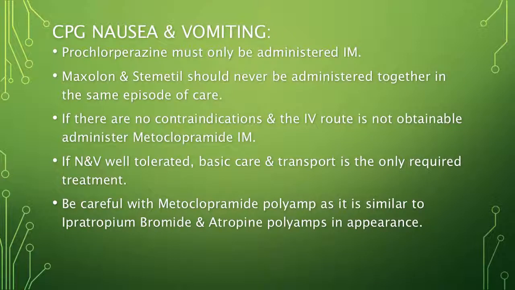So clinical practice guideline for nausea and vomiting: prochlorperazine must only be administered intramuscularly. Maxolon and Stemetil should never be administered together in the same episode of care because it will create an extra risk of extrapyramidal reactions. If there are no contraindications and the IV route is not obtainable, administer metoclopramide intramuscularly. If nausea and vomiting is well tolerated, basic care and transport is the only required treatment. Sometimes it's better to empty the stomach by vomiting. Be careful with metoclopramide polyamp, as it is similar to ipratropium bromide and atropine polyamps in appearance.